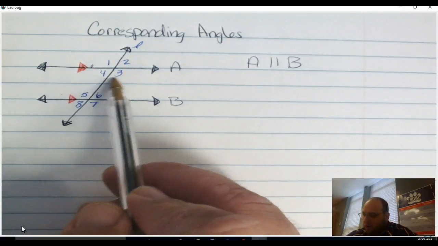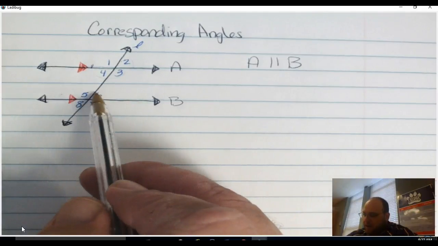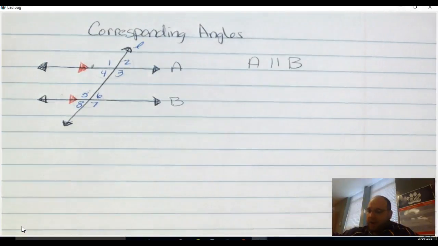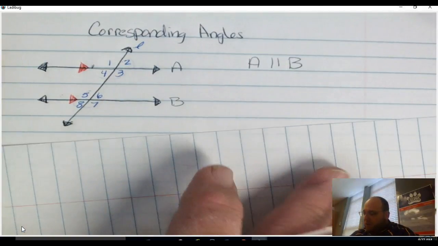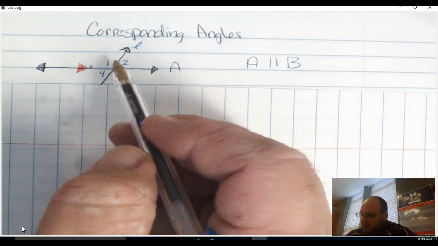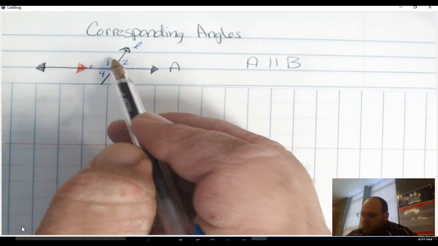All right, when we have a transversal line L that cuts through the parallel lines, notice that each parallel line has four angles that are formed. So there's four angles formed up here on this parallel line, and then four angles that are created with that one. And so what you need to know about corresponding angles: we're going to pick an angle. So this first one is going to be angle 1.